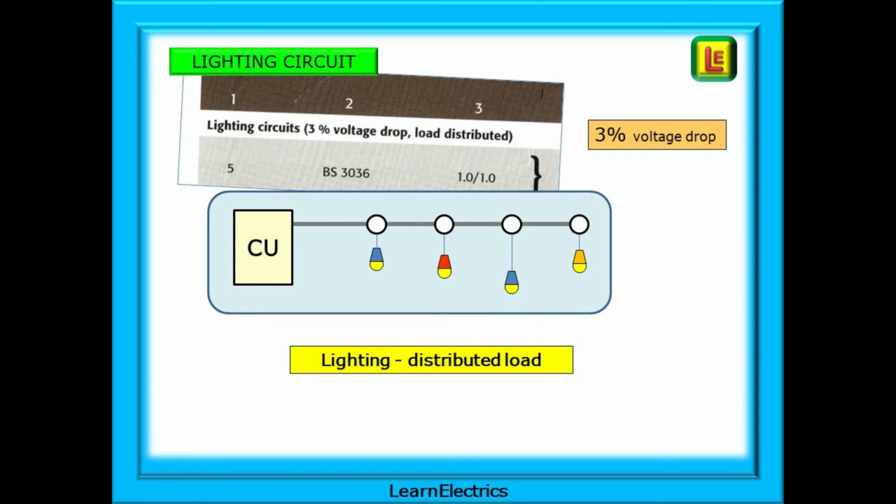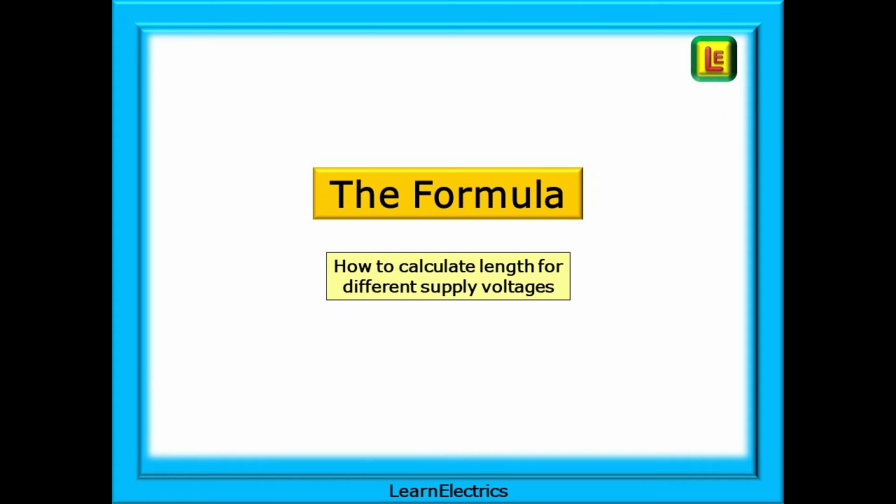Lighting circuits have their own entries too. In this case, it's a 3% voltage drop, and the load is classed as distributed. The lamps are distributed around the circuit, one in each room for example. The load is spread about. If the nominal supply voltage is different to the 230 volts, how can we decide the maximum length of a circuit?